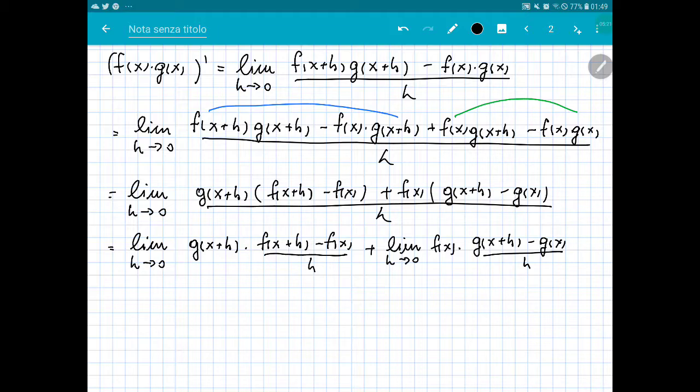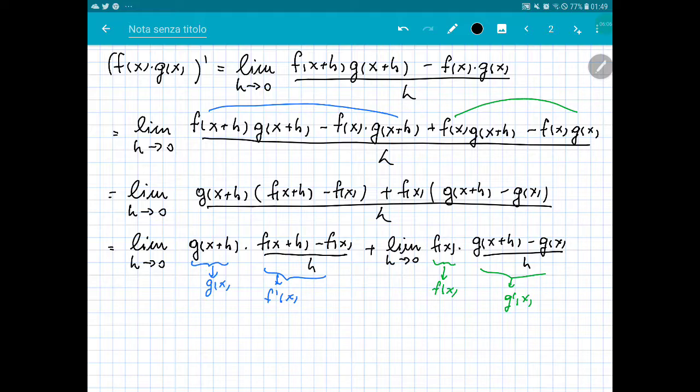And now we're going to compute these limits. So here I have the limit of a product, so let's look at the limit of the factors. When h goes to 0, these terms converge to g of x, while this term converges to f prime of x by definition of the derivative. And now if I look at the other side, well, this term f of x is independent of h, so when h approaches 0, this just converges to f of x, while this fraction, by definition, when h approaches 0, converges to g prime of x.